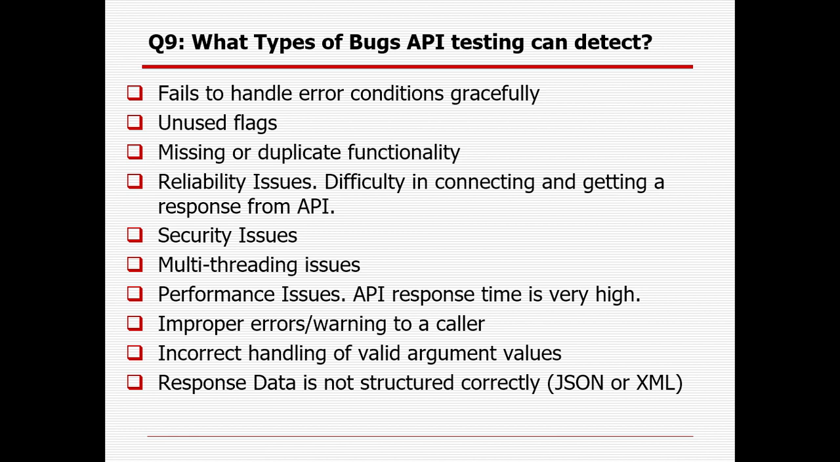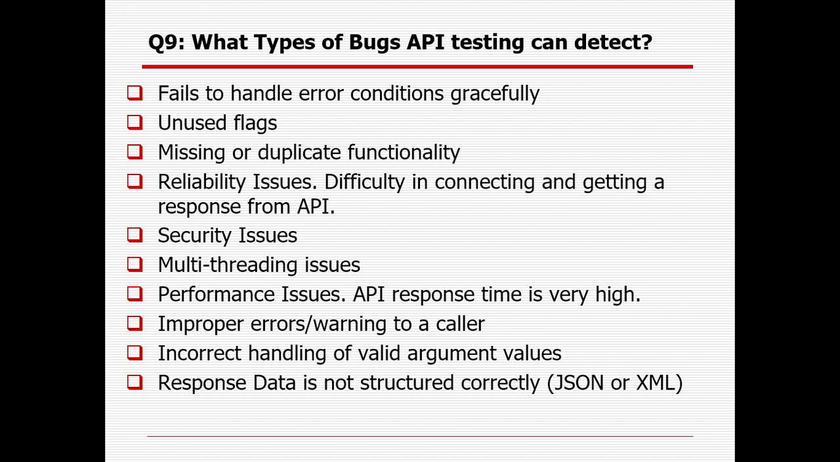What types of bugs can API testing detect? For each and every testing there is an objective, right? What are the different types of defects or errors or bugs you can detect? Similarly for API testing, you can find out the bugs mentioned in the PPT, right?